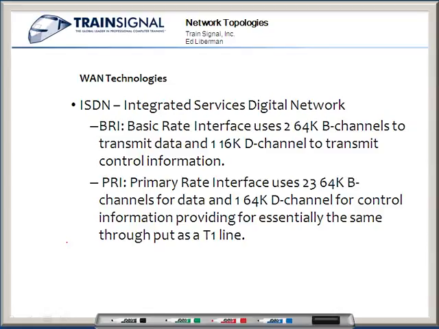And primary rate ISDN uses a total of 24 64K channels, 23 of them as B channels for data and one D channel for control information, but essentially giving the same throughput as a T1 line, right? Because a T1 line is 24 64K channels.